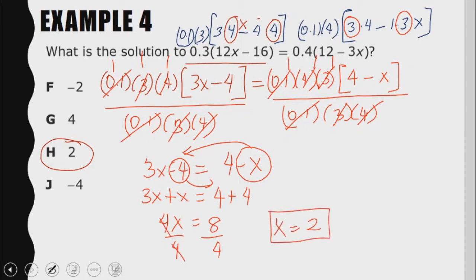I just want to show you this example and this way of solving the same question. And actually, if you do not have a calculator, this second method will be the best for you to use.